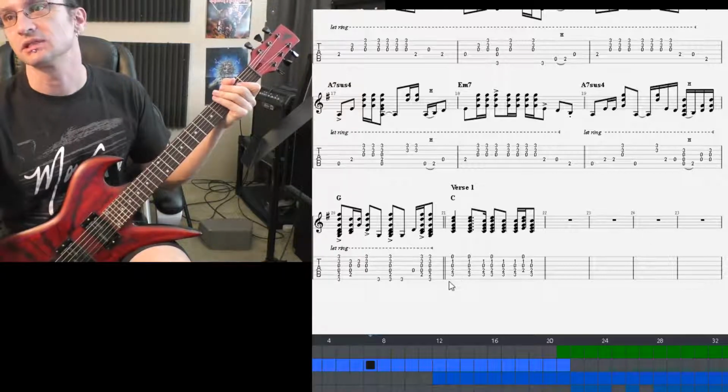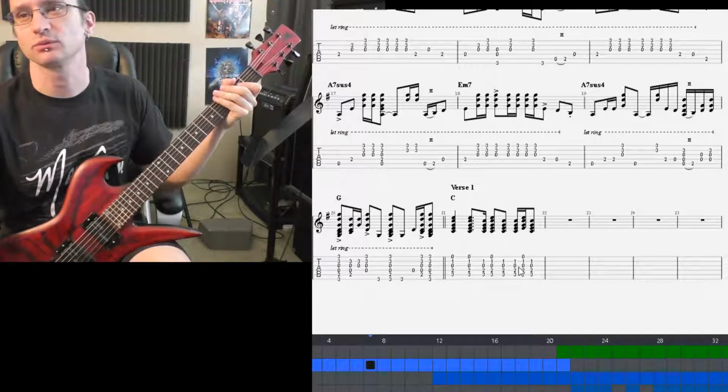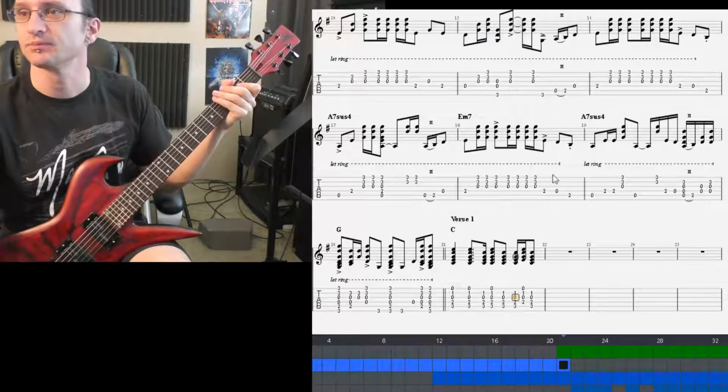Same thing here, a C chord. They're trying to be real specific with how to strum it. I wouldn't worry about that at all. Just hold down the C chord and strum the rhythm itself. That's all that really matters there.